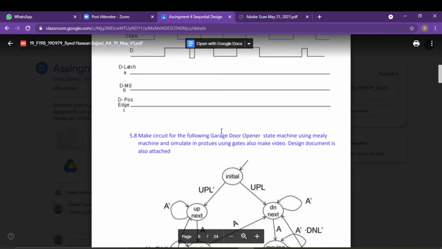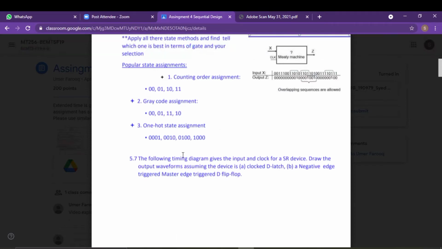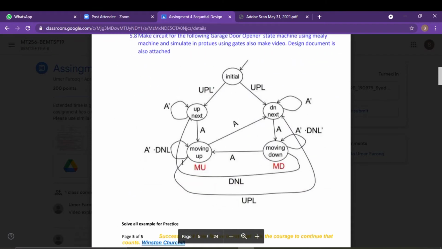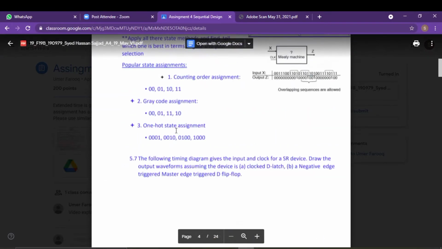Today in this video I'm just gonna teach you how to make a vending machine and how to make a simple garage door opener with the help of this table that is showing here. This is a state diagram, and this is the Mealy machine.